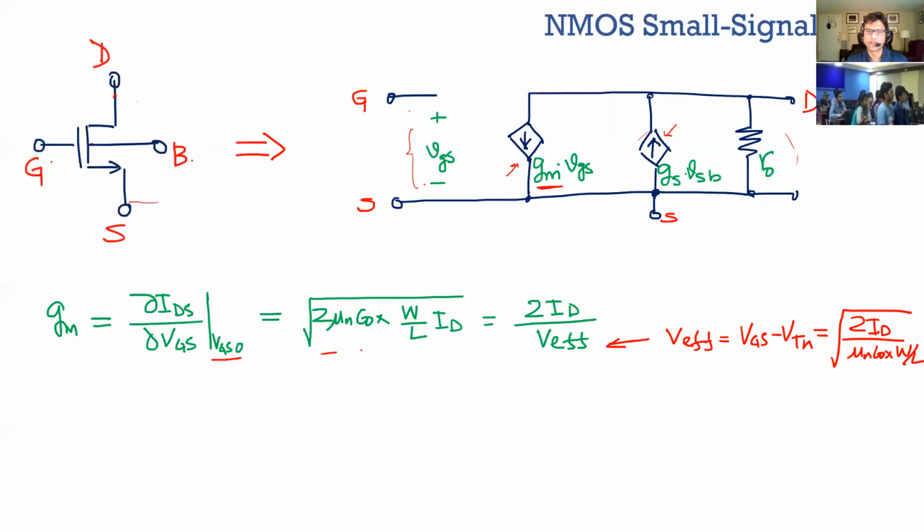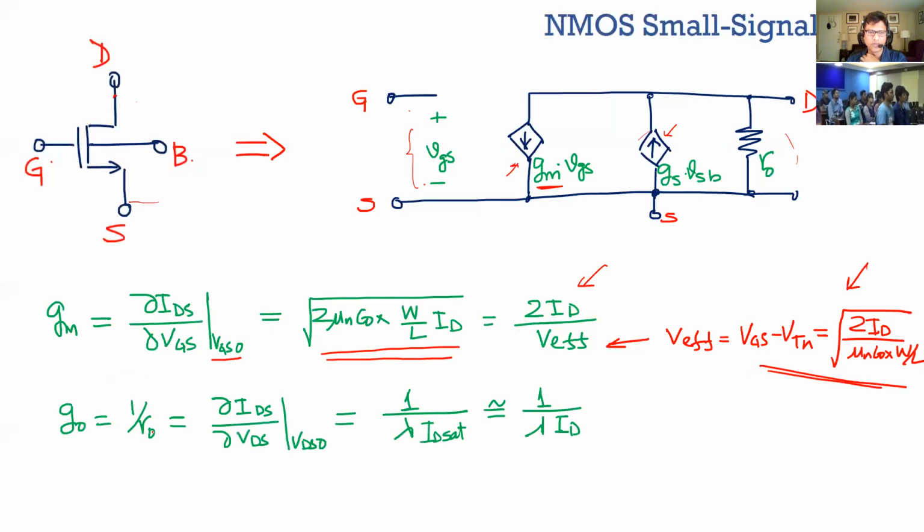And usually, we have derived it to be this expression here, but this is the expression we mostly use: 2 times the drain current over the effective voltage. And the effective voltage is VGS minus the threshold voltage, which is given by this term. Again, try to remember this term as well. I think a lot of people might expect you to know that.